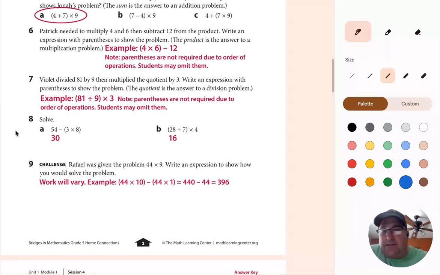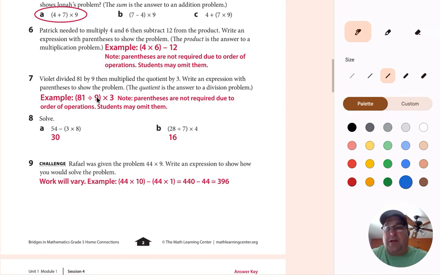Number 7, Violet divided 81 by 9, then multiplied the quotient by 3. Again, if we're writing an expression, all we're doing is writing the math problem. We don't have to solve it. Well, if we're dividing 81 by 9, then multiplying by 3, we would do 81 divided by 9 times 3. Again, we don't actually need parentheses in this case because we would have to do left to right. So you can have them or not.